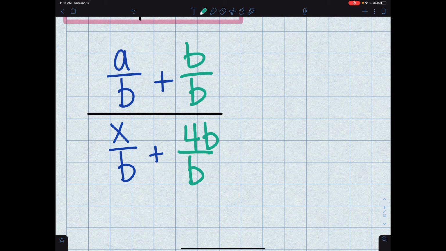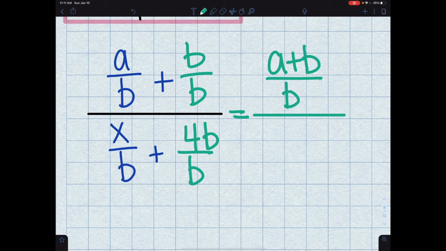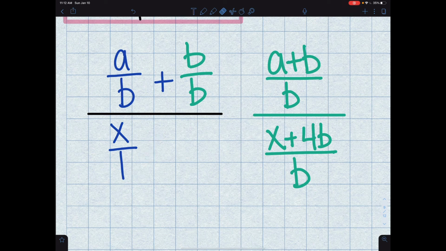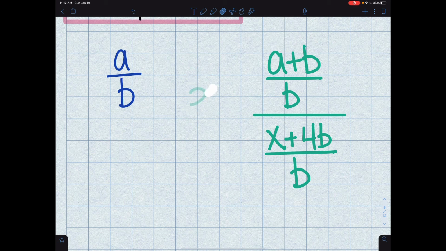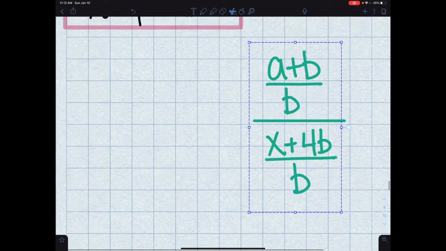So let's add the top now. On the top, I'm going to end up with a plus b over b. On the bottom, I'm going to end up with x plus 4b over b. Now, this is another fraction on top of a fraction, so let's clean up that nonsense. I'm going to move this over, and we're going to clean up this nonsense, okay?